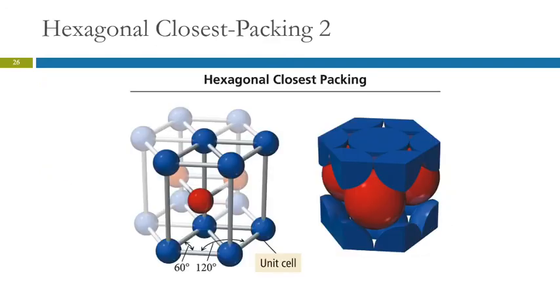Or that third layer, oh, never mind. Let's talk about this some more. So this would be the unit cell. And the angles here are 60 and 120. That's what makes it not cubic. If we look at this whole thing, we can see how it's a hexagon.